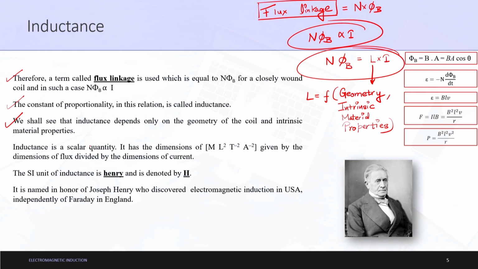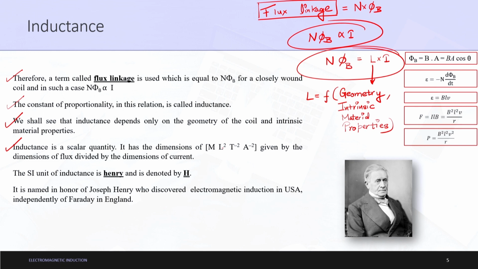Inductance is a scalar quantity. Please make sure that this is understood very carefully. Inductance is not a vector quantity, it is a scalar quantity. Many times this confusion happens, because you are dealing with vectors and scalars so much. Please remember that inductance is a scalar quantity, it does not have any direction, it only has a magnitude.